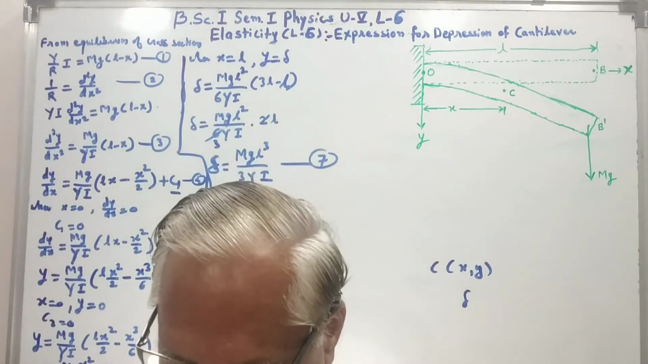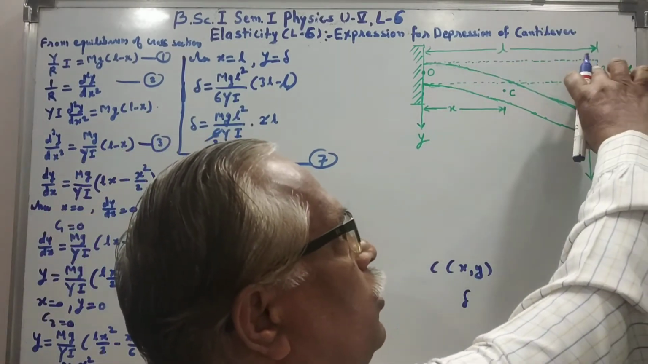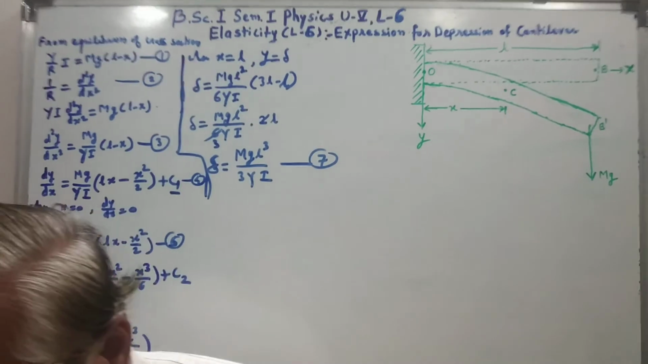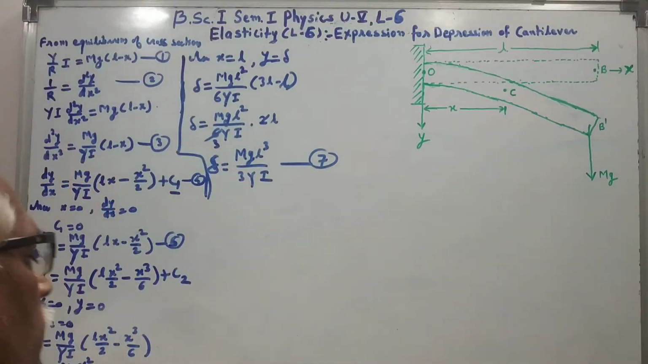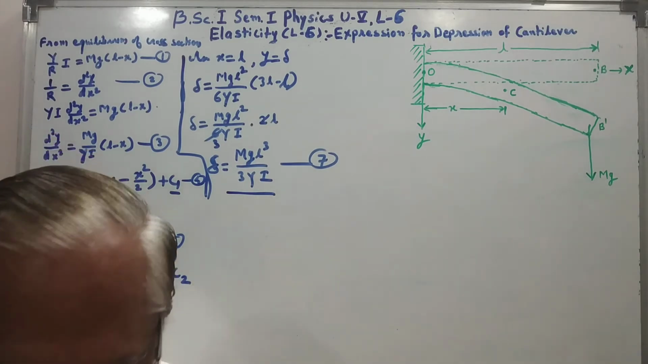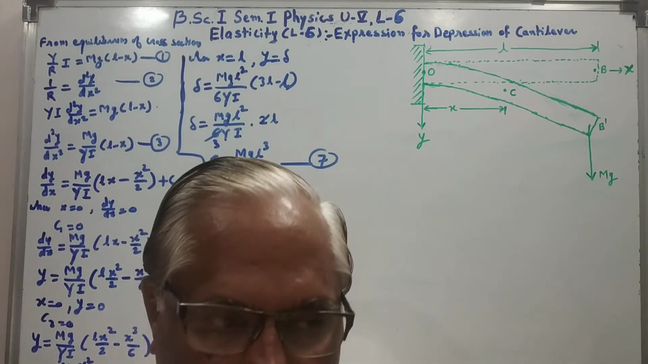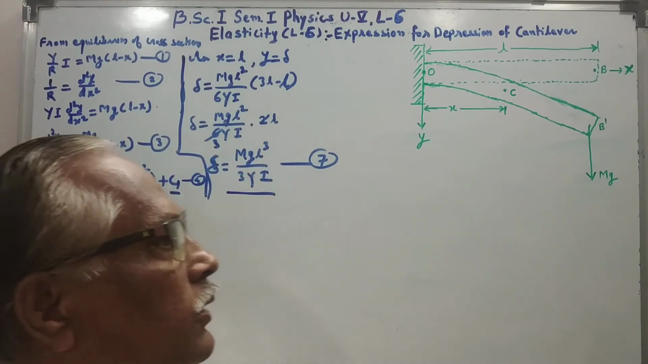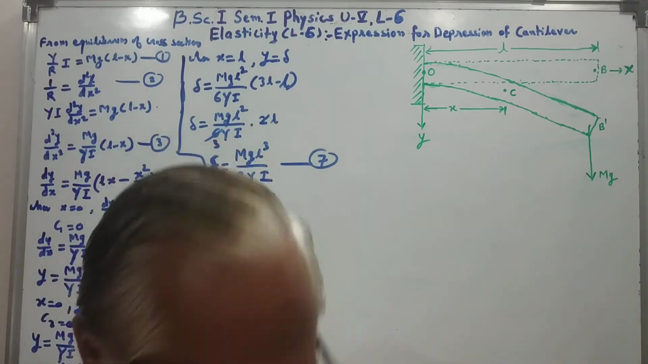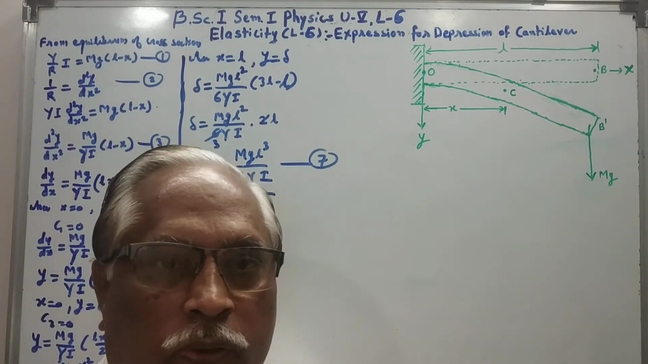This equation number 7 gives the depression of the neutral axis OB at the loaded end. This is the expression for the maximum depression delta of the loaded end of the long thin cantilever. Now there are two cases. The first case is for a beam of rectangular cross section having breadth B and thickness D, and another one is for a beam of circular cross section.